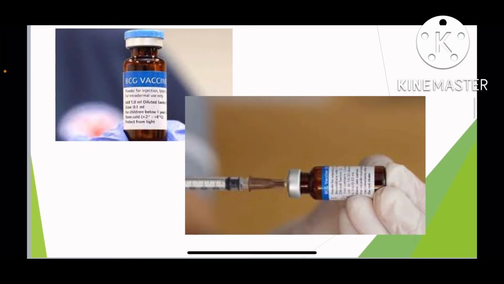So this is the vaccine vial, how it looks. The BCG vaccine vial is a multi-dose vial, with almost 10 or 20 doses in one vial. Once we prepare this BCG vial, we have to finish the doses within the next 3 to 4 hours. So in 4 hours, we have to give it to 10 or 20 children based on the vial strength.